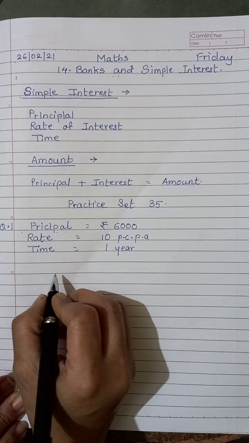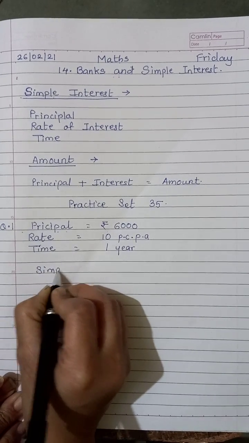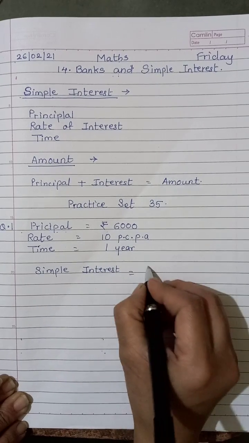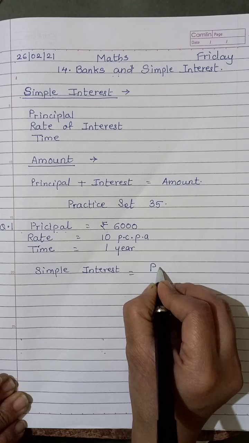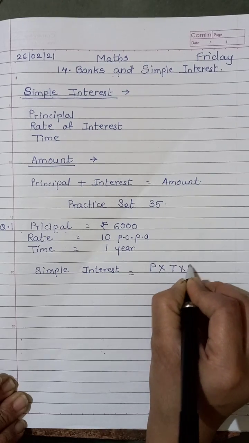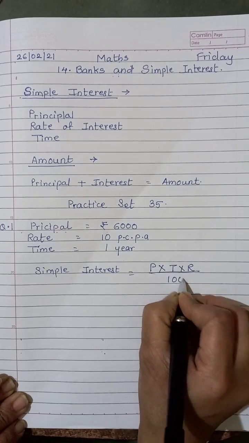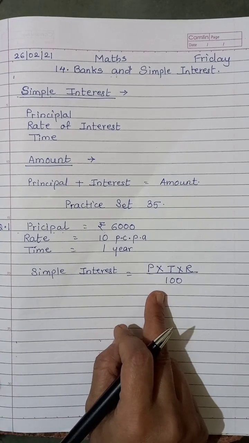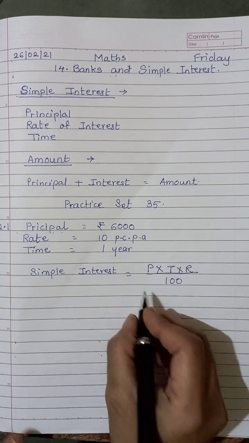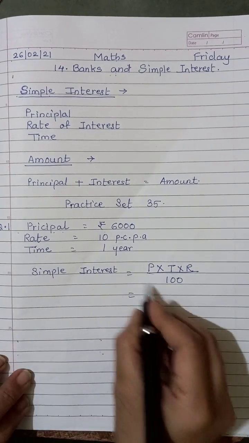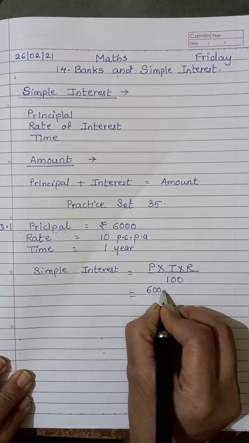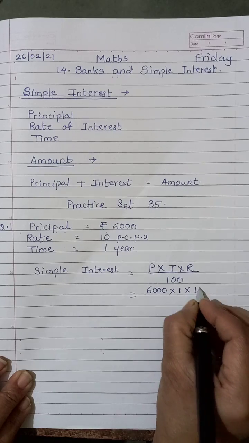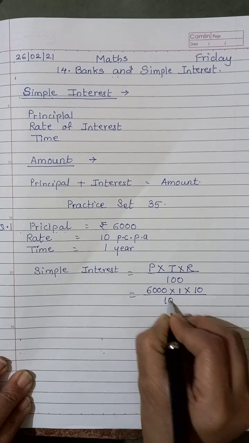Now I'll show you the formula, that is simple interest is equal to P multiplied by T multiplied by R upon 100. Now this is a simple formula. You have to learn this formula, and according to this you have to solve the sums. So what is P? P is of course principal, that is 6,000. T is time, that is 1, and R is 10 upon 100.